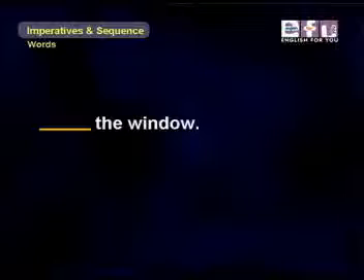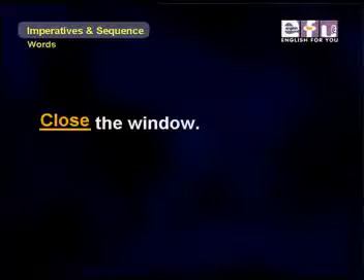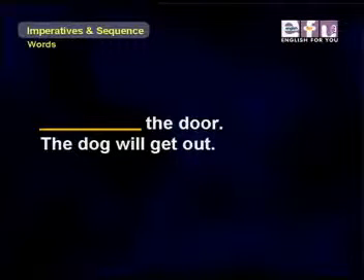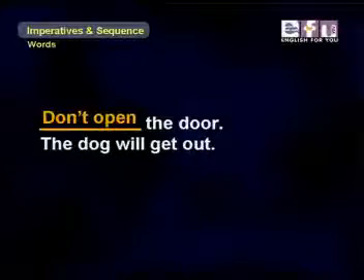Okay, Alberto, here's one for you. The window. Close the window. Good. Now, Sylvia, try this one. The door, the dog will get out. Don't open the door. The dog will get out. Okay, good. Don't open the door. The dog will get out.